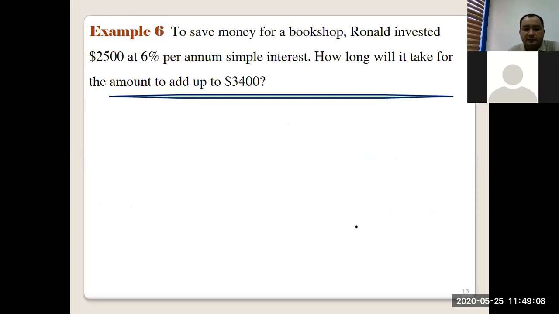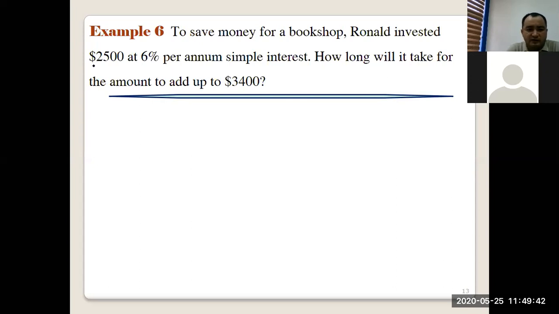Okay, example 6. To save money for a bookshop, Ronald invested $2,500 at 6% per annum simple interest. Investing means you are depositing your money, right? Or you are keeping your money in a bank. How long will it take for the amount to add up to 3,400? Okay. Of course, in real life, we usually do not do this. It takes a lot of time. It's just an example related to simple interest.